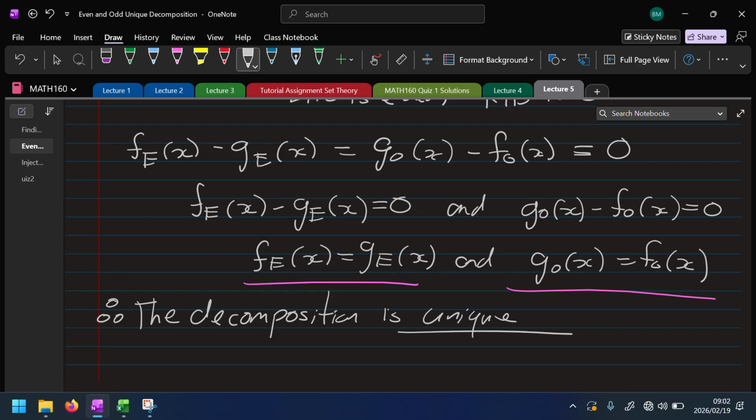Okay, end of proof. So now you have both parts of the proof. Any questions for this last bit here, showing that they're equal?